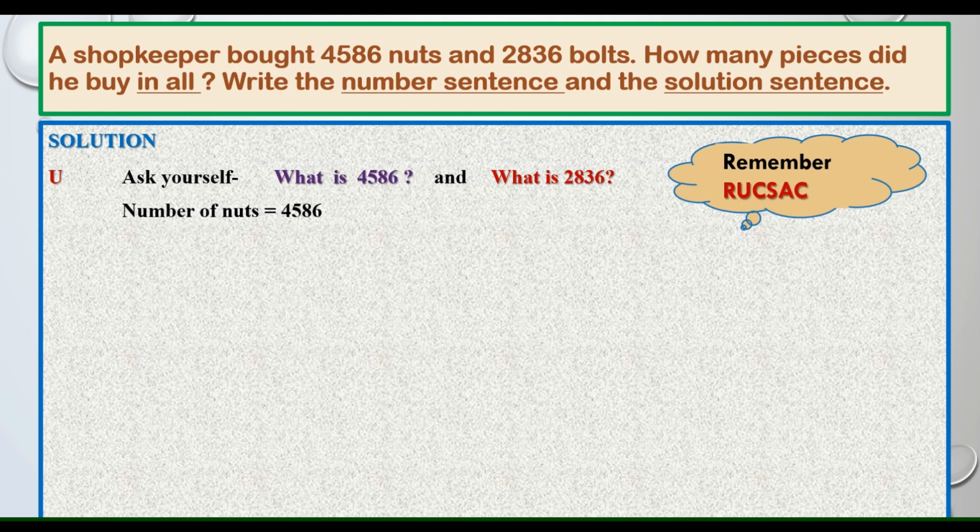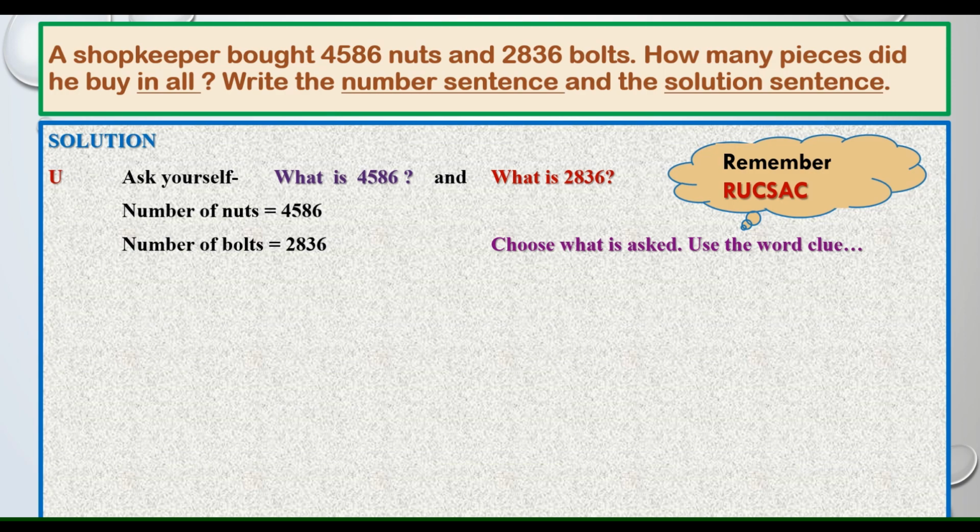Number of nuts is equal to 4586. The next question: what is 2836? Your answer is the number of bolts. So this forms your next statement. Number of bolts is equal to 2836. What's the next step now? Yes, to choose what is asked.